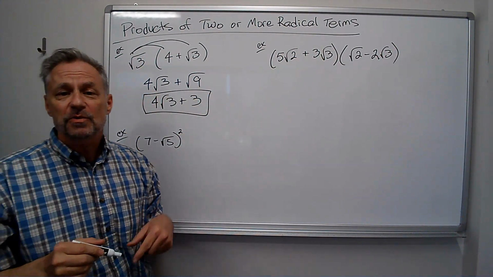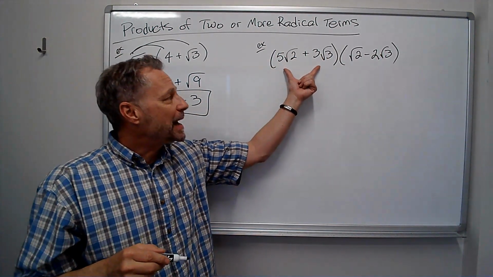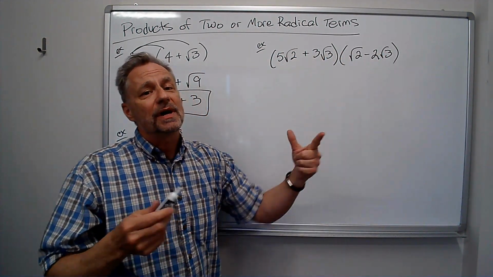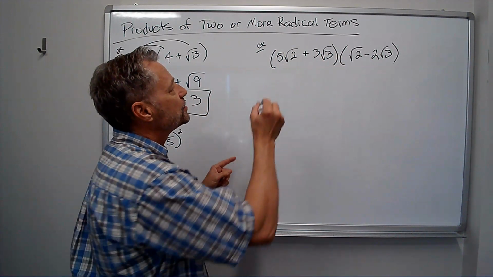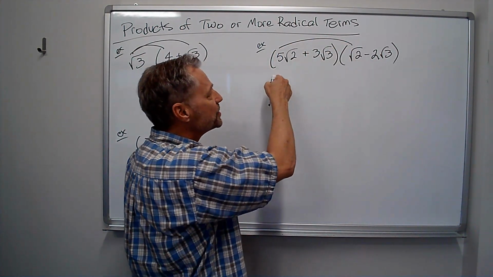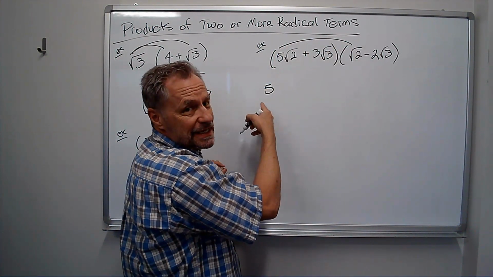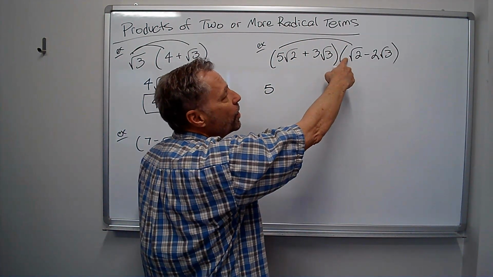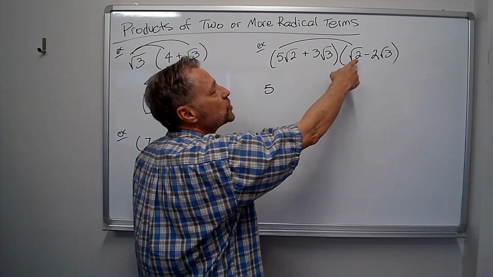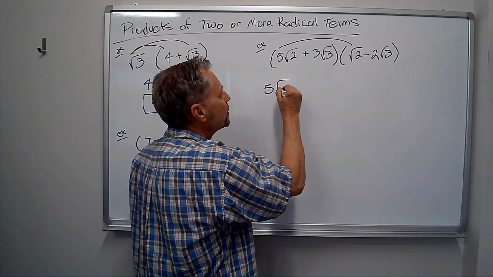All right, let's look at this one over here. Now we've got a binomial times a binomial. Well, we have to FOIL it out. So I'm going to multiply the firsts together. Remember, stuff outside gets multiplied together. There's nothing to multiply that 5 by, maybe a 1 if you want to think of it that way. But the square root of 2 times square root of 2 is the square root of 4.